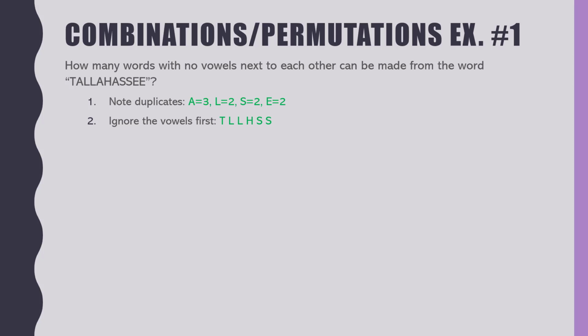So let's just ignore the vowels. This is one of those scenarios I was talking about where you can count it a piece at a time and do it in sort of baby steps, right? So these are the consonants. There are 6 of them, right? So first question, how many ways can that be arranged?